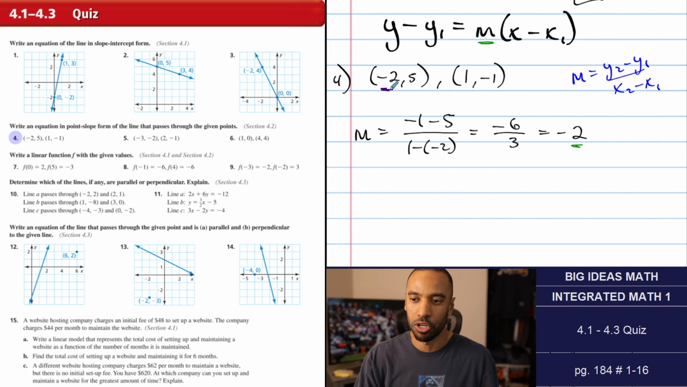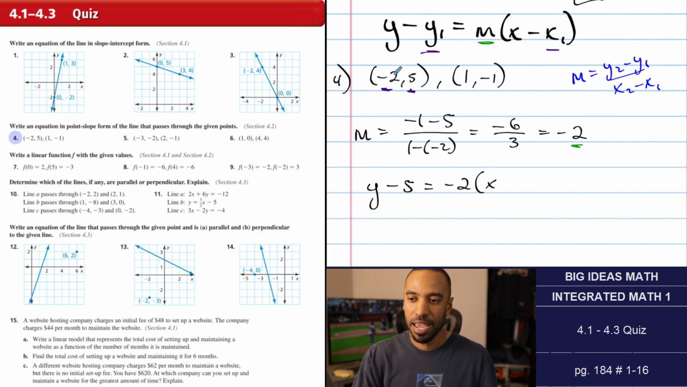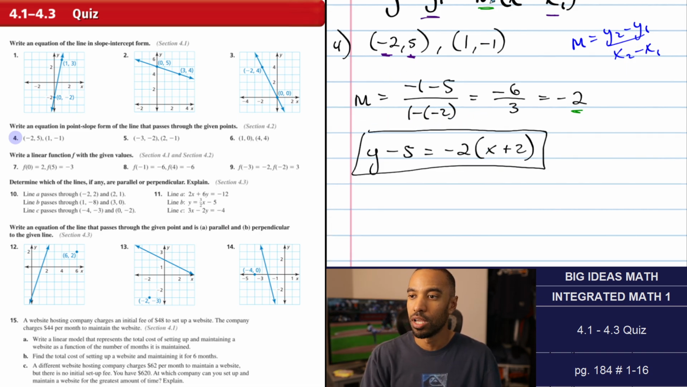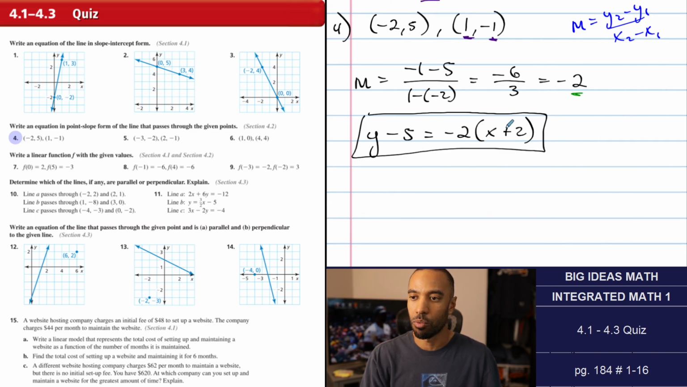For example, I could write 5 for my y1, and for my x1, I can write negative 2. And I can write the form y minus 5 equals slope m times x minus negative 2. We just saw what happens when you subtract a negative. It becomes addition. So x plus 2. Here's a version of the answer that is acceptable. This works.